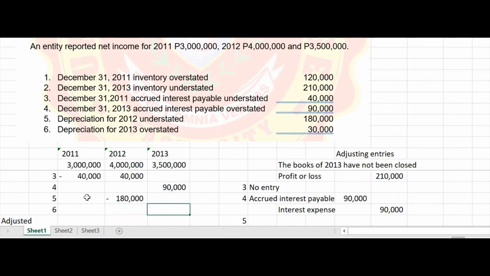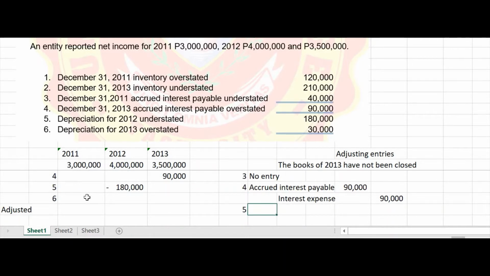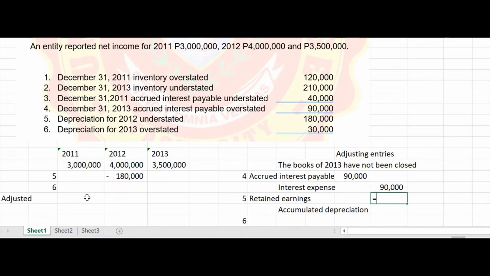Okay? So therefore, since it's 2012, no? So close na yung books for 2012, yung adjustment natin is to debit it to retained earnings. Okay? Retained earnings for the overstatement of net earnings in 2012. And credit lang tayo ng accumulated depreciation, for 180,000.